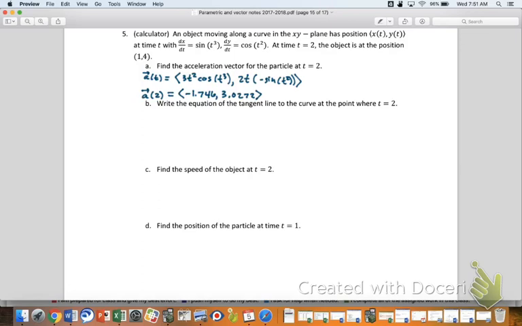I mentioned this several days ago, and I'm going to drive it home, or at least try to drive it home here. Whenever you are asked to find the equation of the tangent line, the two things you've got to have are the point of tangency and the slope of the tangent line.